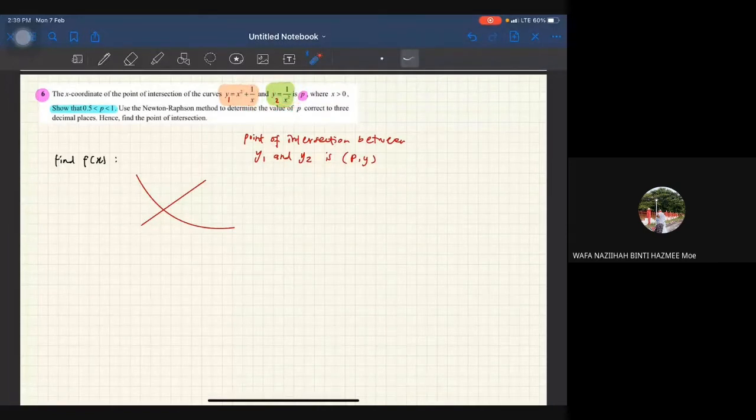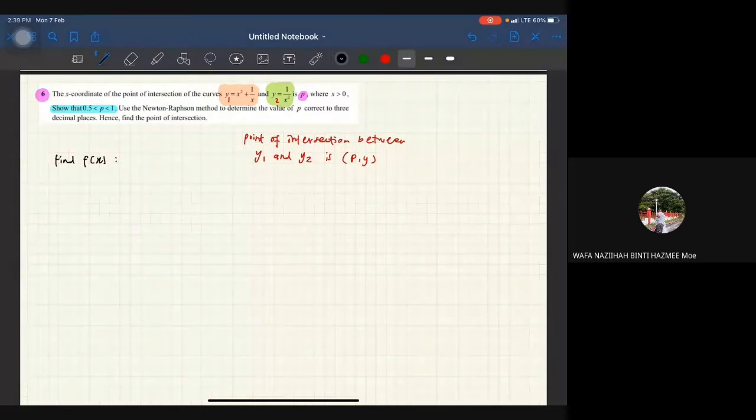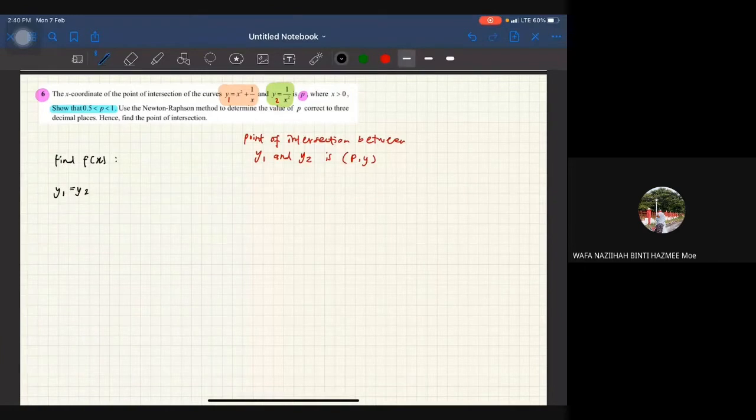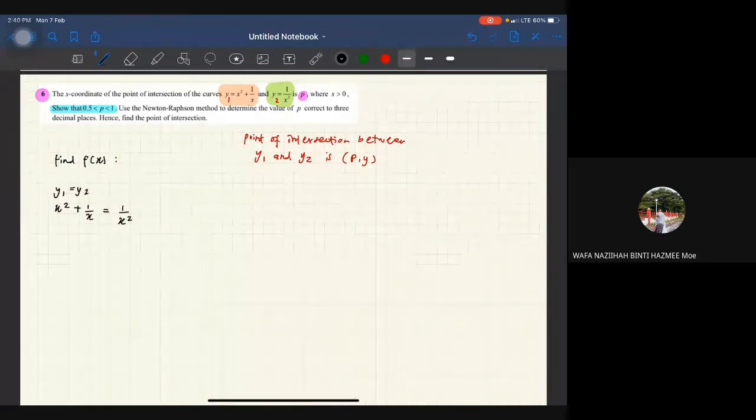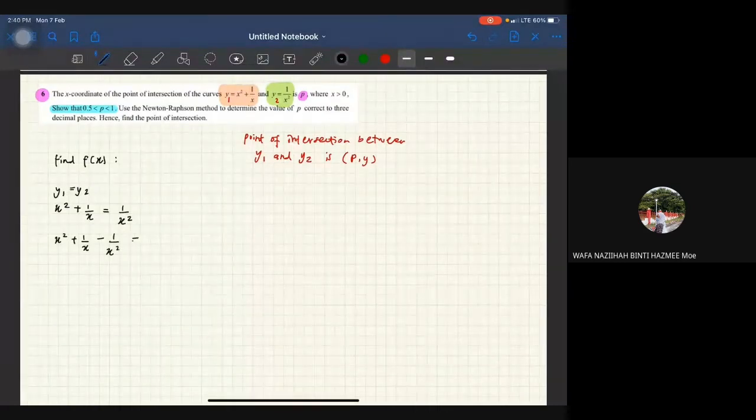Okay, so saya padam yang ni. So awak akan buat y1 equal to y2. So y1 is x square plus 1 over x and then equal to y2. y2 is 1 over x square. Untuk kita cari fx, kita akan jadikan yang belah kanan kita kosong. So, pindahkan everything to the left hand side. So, you will get x squared plus 1 over x minus 1 over x squared equal to 0.